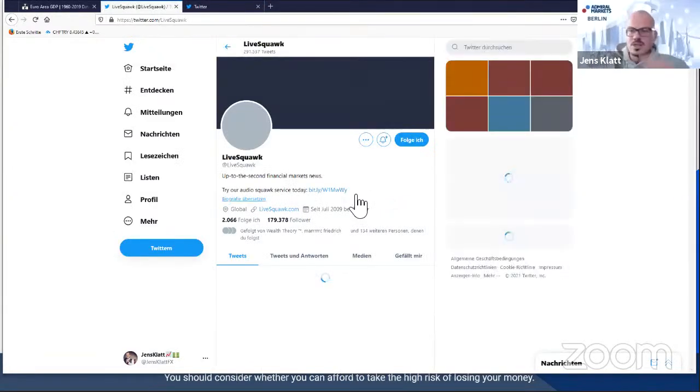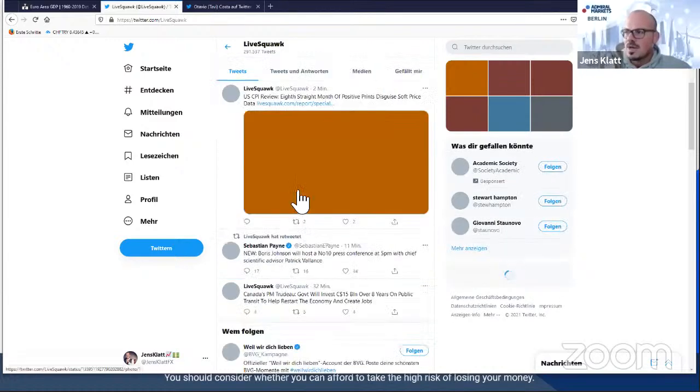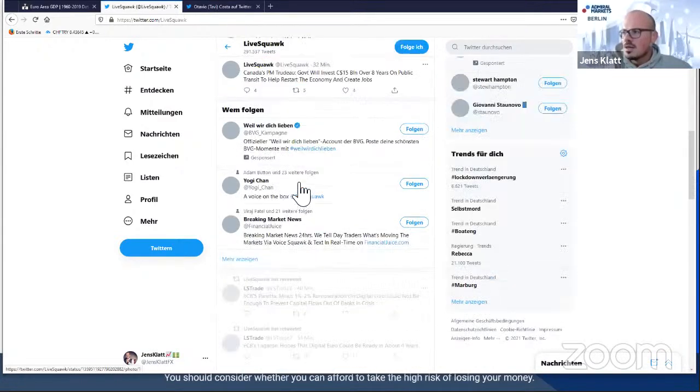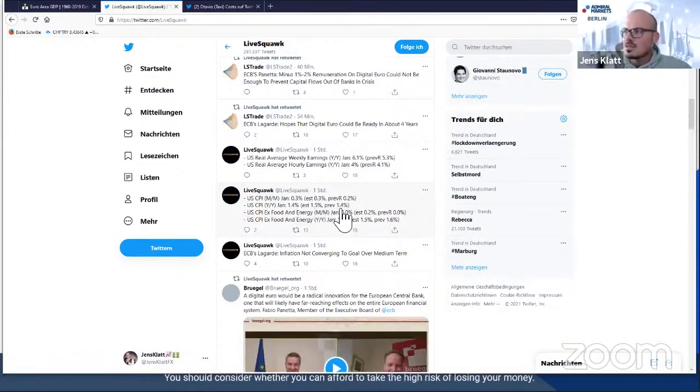So we have first here live squawk. Now we want to have a look at inflation numbers. Inflation came in as expected, 1.4%. So let me just scroll down here. So you can see here CPI is 1.4. Again, 1.5 was expected, slightly below expectation as before. So nothing special here.